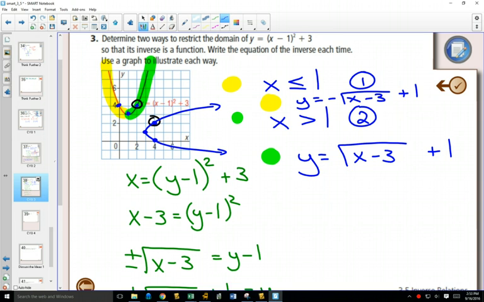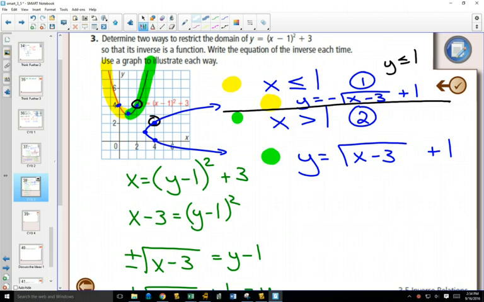Another way to figure out which one goes with which is with the domain restriction. I'm going to draw a line here just to separate those two. With the domain restriction, in the yellow one, the x values were less than or equal to 1. That means when we do our inverse and we switch x and y, in our inverse, our y values have to be less than or equal to 1. Look at our blue graph. Where are our y values less than or equal to 1? With the square root that goes down.